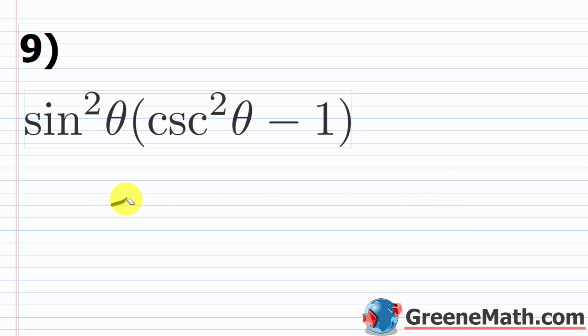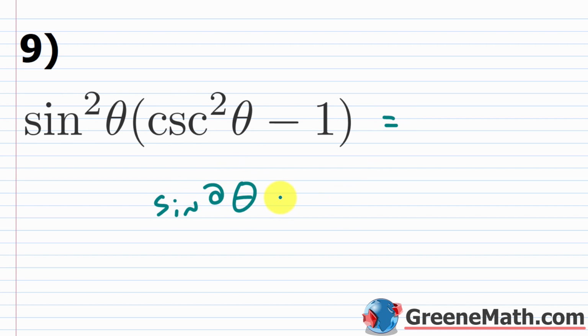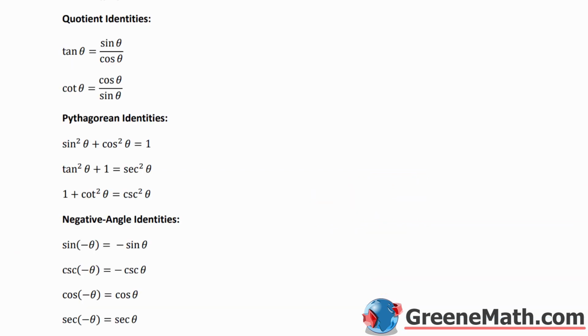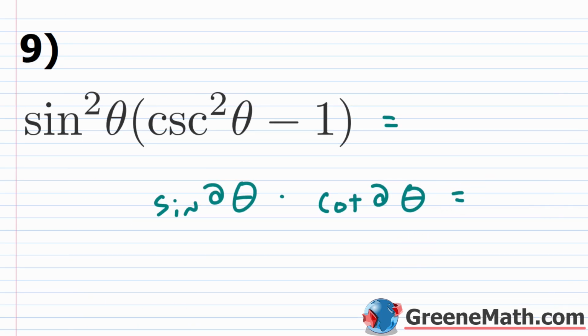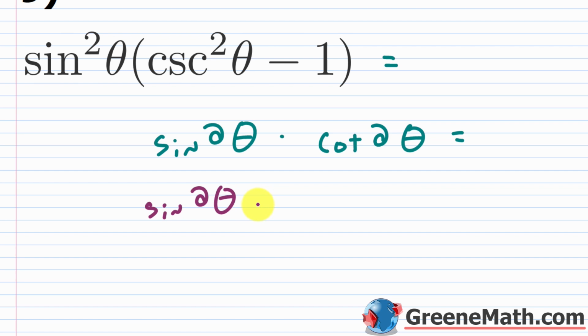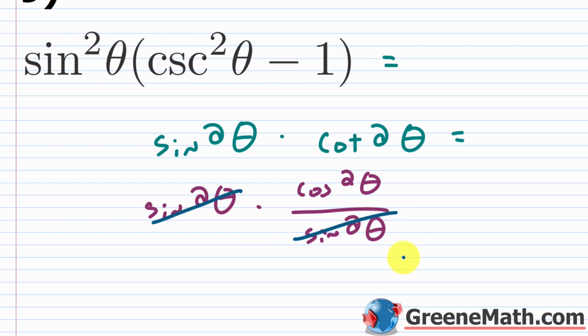So let's say that now we have sine squared theta times our cotangent squared theta. So at this point, I know that the cotangent of theta, again, just going back, is cosine of theta over sine of theta. So let's go ahead and write that this is going to be my sine squared theta times cosine squared theta over sine squared theta. Look at this, we can cancel sine squared theta with sine squared theta, and we are left with cosine squared theta. Okay, so this is the answer that we're looking for.